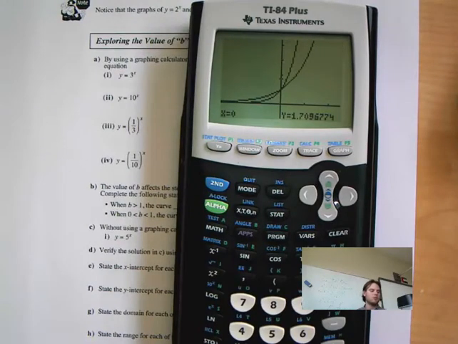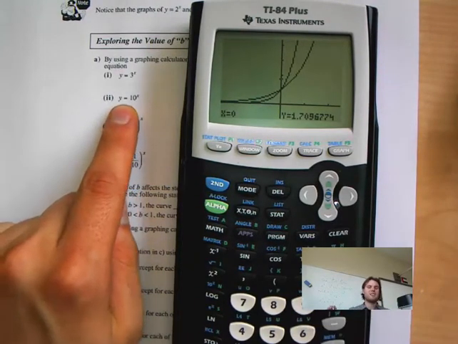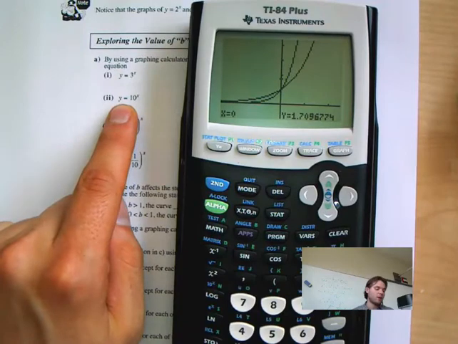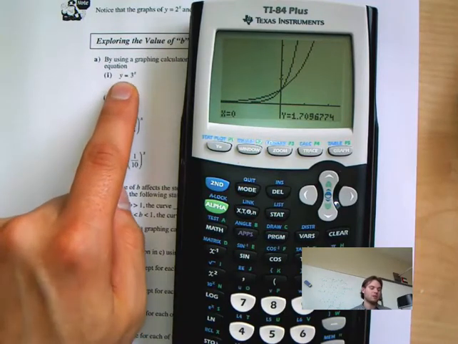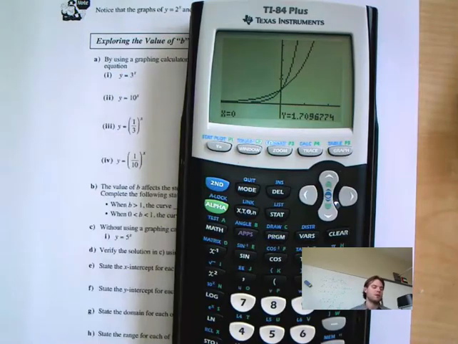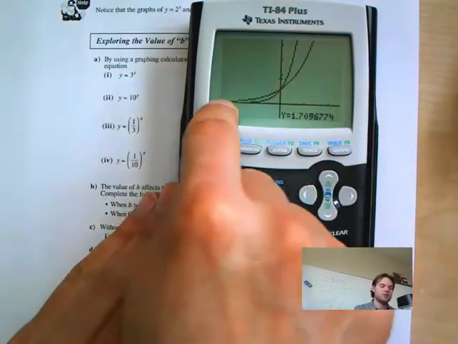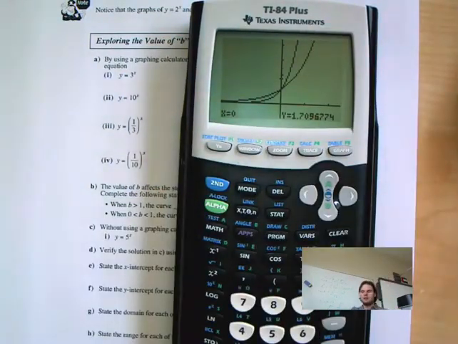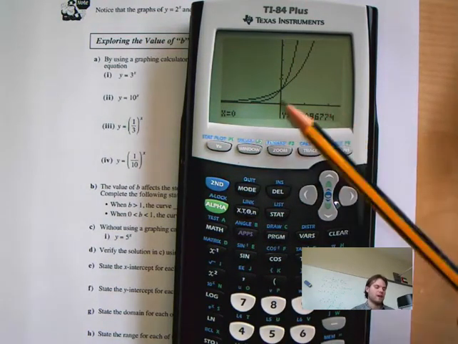If we think about it, 10 to the negative 1 is 1 over 10. That's a lot less than 1 over 3. 10 to the 1 is bigger than 3 to the 1. Therefore, this is steeper this way. It's very steep. It takes a lot longer to get bigger, then when it does, it shoots up really fast, a lot faster once it hits 1.